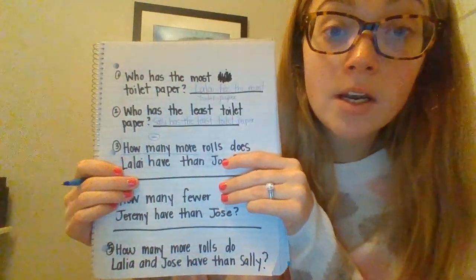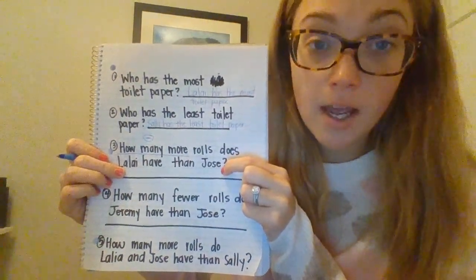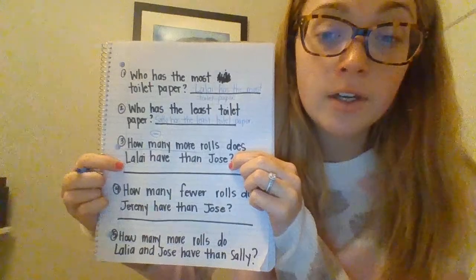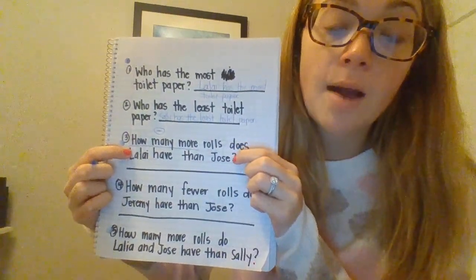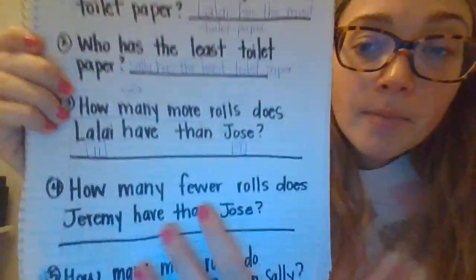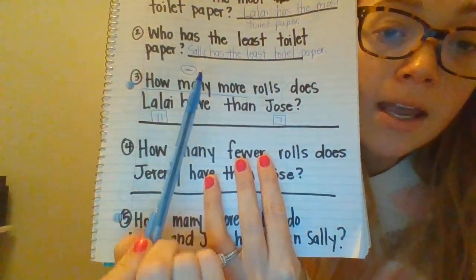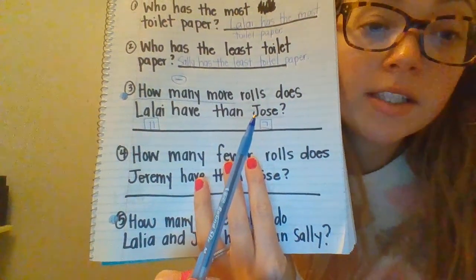So this is where I'm going to need my boxes. I'm going to put a box under Layla because she is a category. And I'm going to put a box under Jose because he is also one of my categories. I'm finding the difference between how many rolls Layla has and how many rolls Jose has. And we know that difference means subtraction. So I'm going to start by putting my box under Layla. I know she has 11. Jose has 7 rolls. So now when I look at my question here that I've annotated, I can see 11 minus 7. That's going to tell me the difference in the number of rolls.